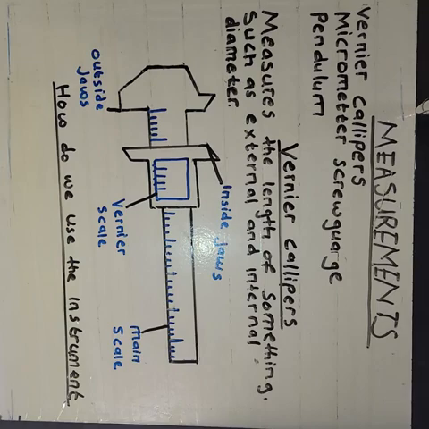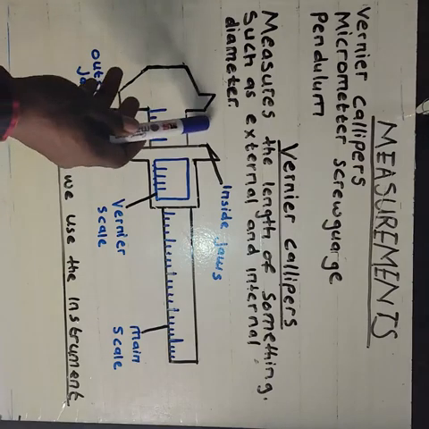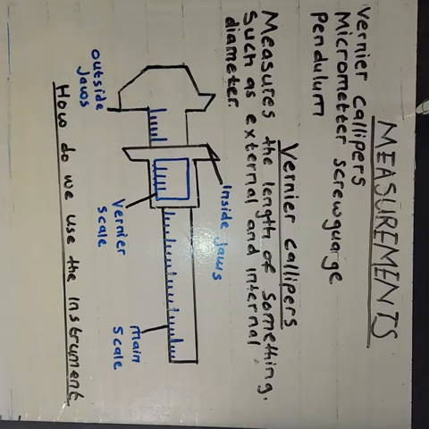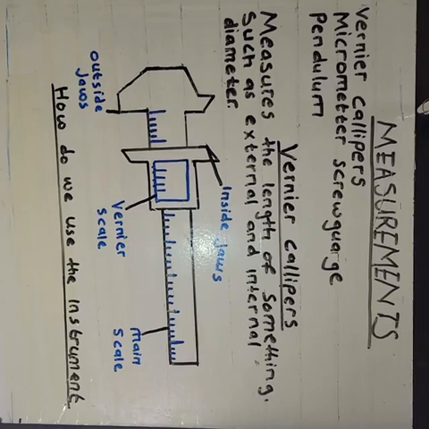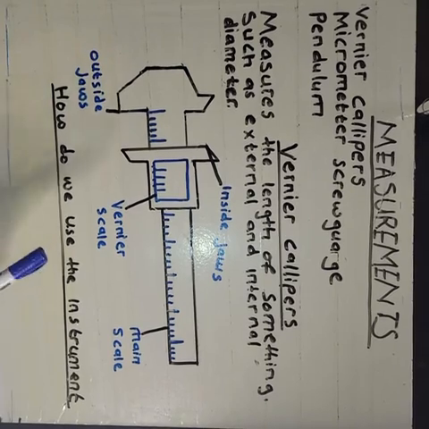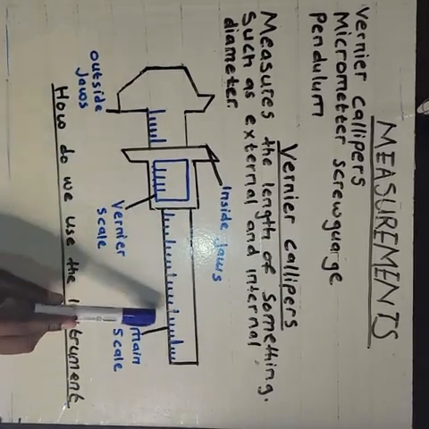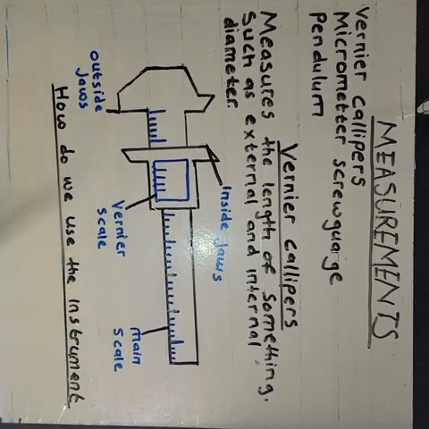How do we use this instrument called the Vernier calipers? The first thing we need to do is put the object which is supposed to be measured on these jaws. After that, we need to read the main scale reading. Where is the main scale? This is the main scale reading.